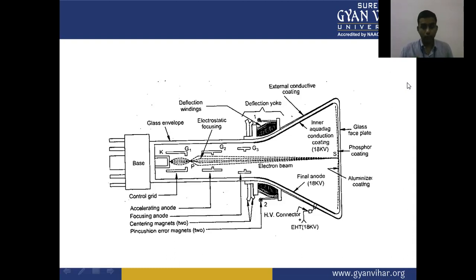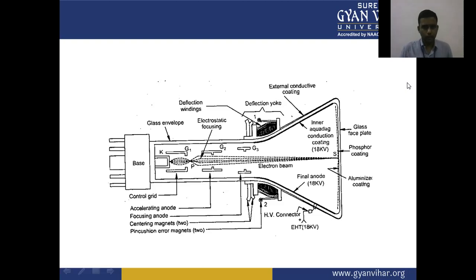The cathode will generate the electron beam, and this beam arrives at the phosphor coating of the screen. So inside of the screen we have an aluminized coating, and in between the glass and the aluminized coating we have a phosphor coating. This is the important coating to display the pictures. And inside this tube we have an inner conductive coating, an aquadag conductive coating.